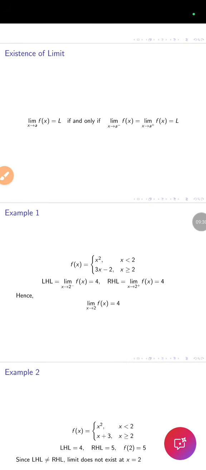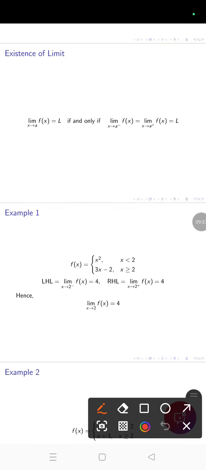So here you can check the example for the existence of a limit. A function is given by f(x) is equal to x square when x is less than 2, and 3x minus 2 when x is greater than or equal to 2. This is how the function is defined. Now we have to check the existence of the limit of f(x) at x equal to 2.